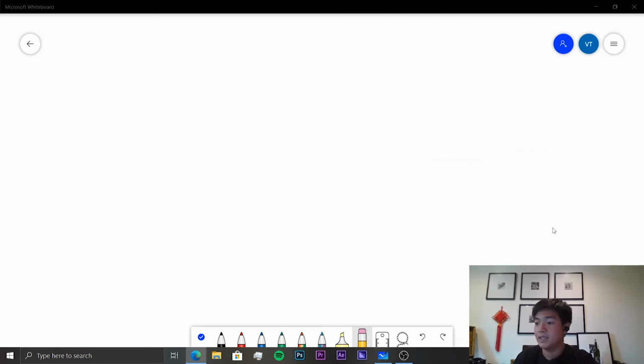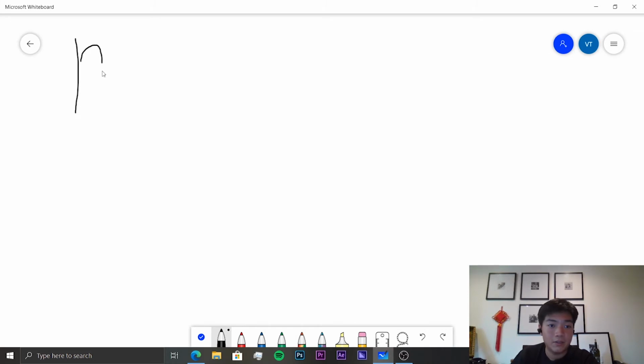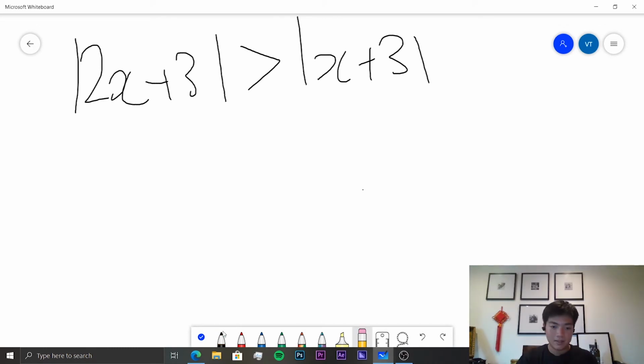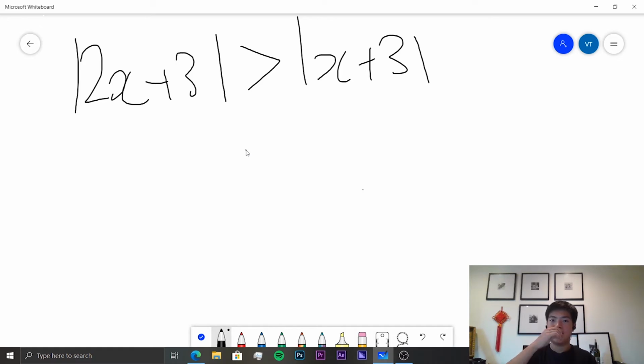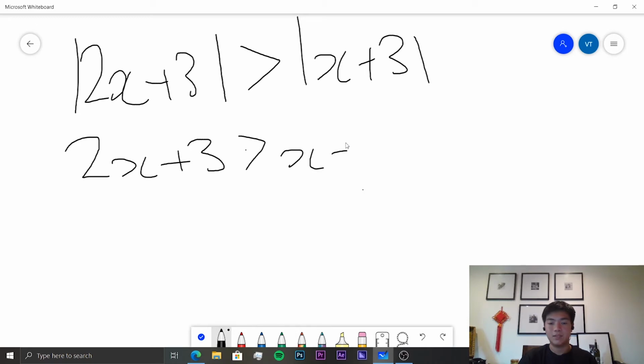And the next one is that the absolute value of 2x plus 3 is less than x plus 3. And so what we need to check is that, first of all, 2x plus 3 is less than x plus 3, and also that negative 2x minus 3 is less than x plus 3.